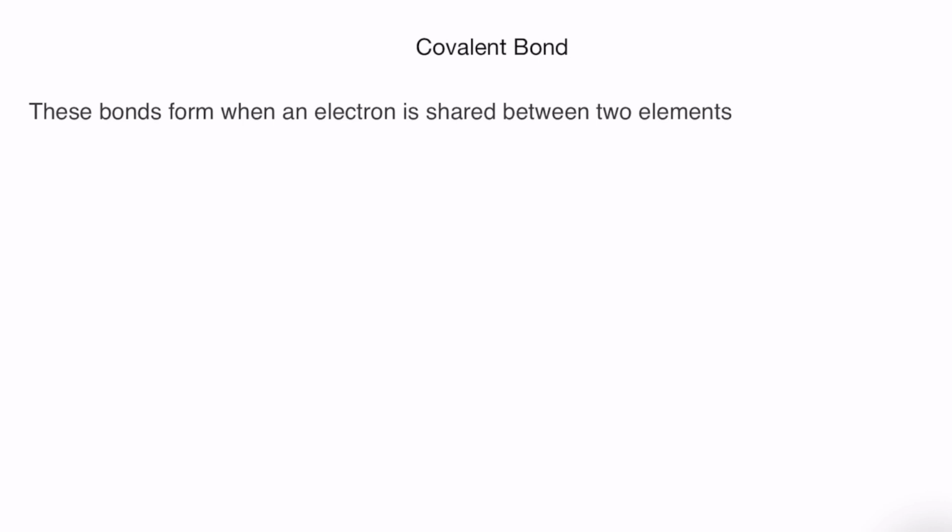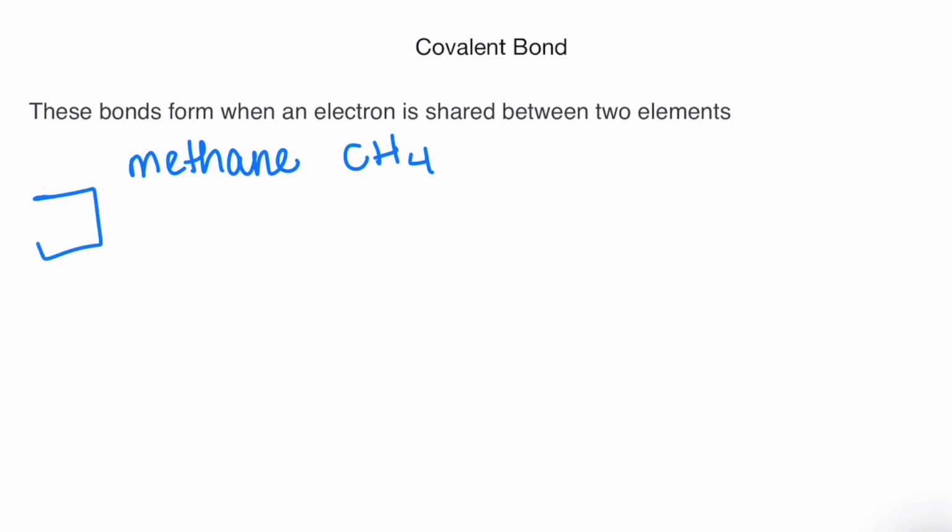Let's talk about covalent bonding. So covalent bonds happen when electrons are shared between 2 elements. We're going to talk about methane here. Methane is a gas and its formula is CH4. Let's start drawing our carbon atom. So remember, carbon is 6 protons, 6 neutrons, and 6 electrons.